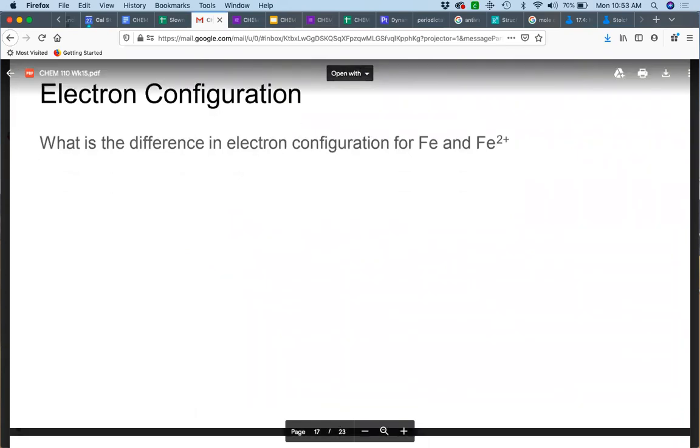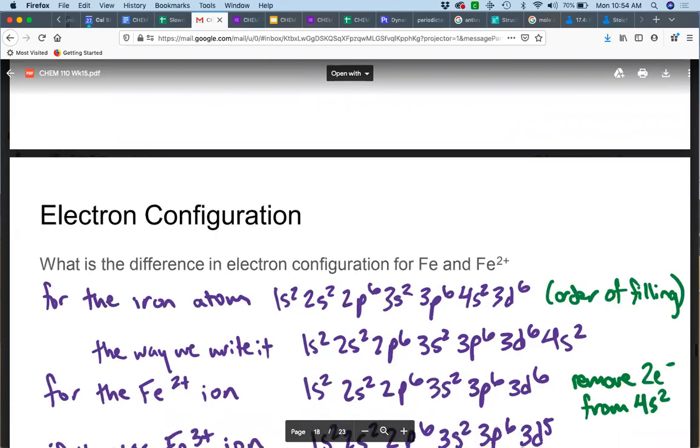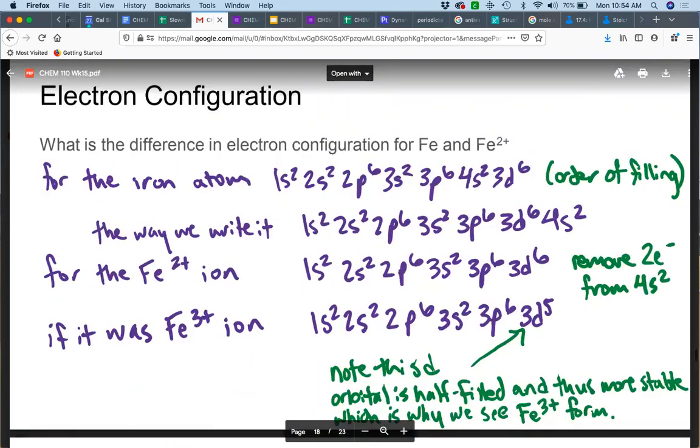Electron configurations. Here's part of what I want you to think about. We typically train to be able to identify the electron configurations for atoms in a periodic table. But what happens if I need the ion of that atom? So what happens when I'm losing electrons? What do I do with my electron configuration then? Iron is a really good example for us to consider.